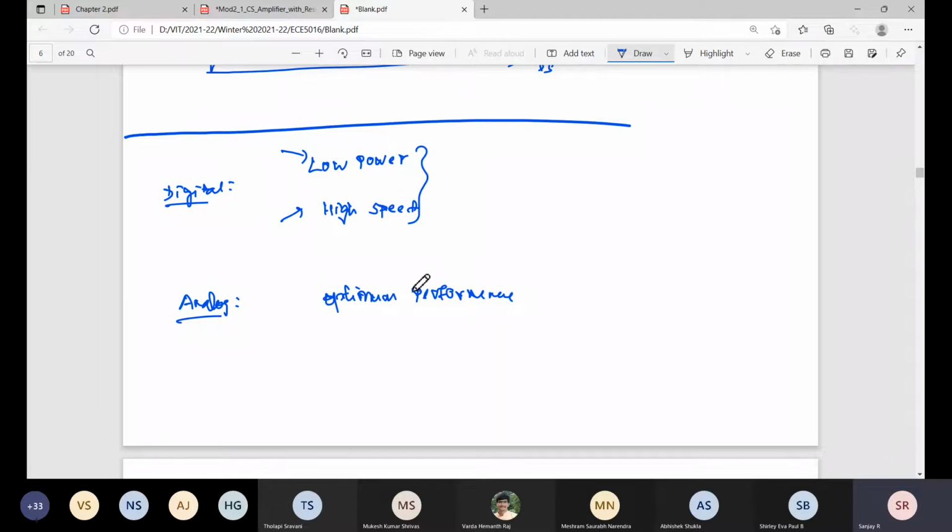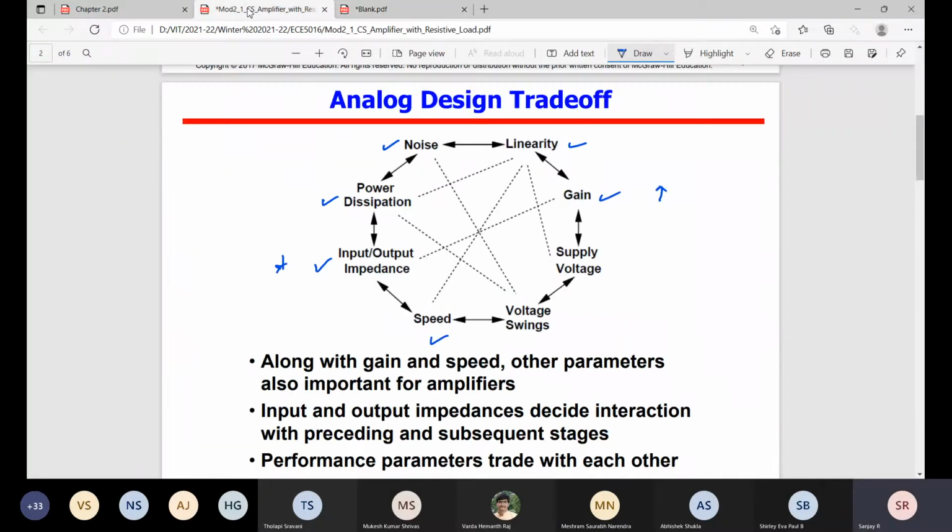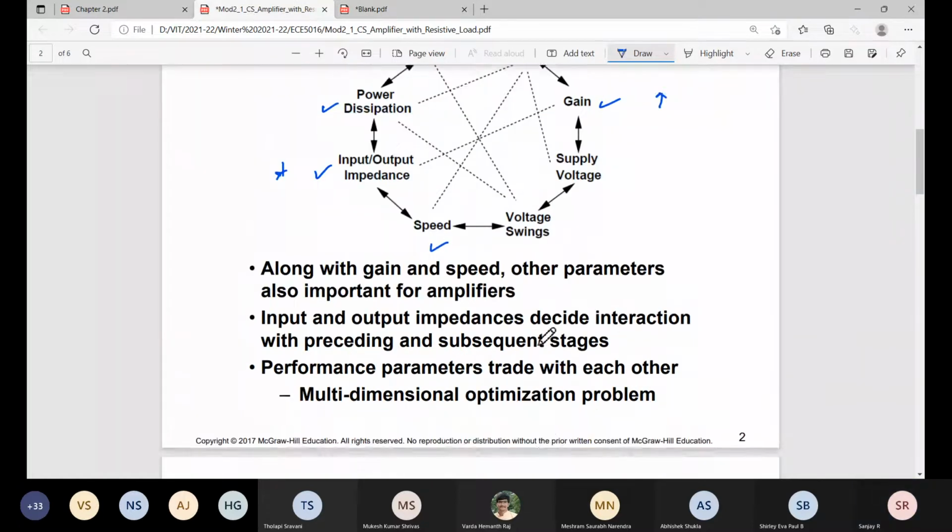Better thing. In analog, you want moderate power, moderate speed, better gain. So the design of analog is completely different from digital, because in analog, if you touch gain to increase it, other parameters will get affected. There should be a trade-off between each of the parameters. So that's the objective: analog design trade-off.